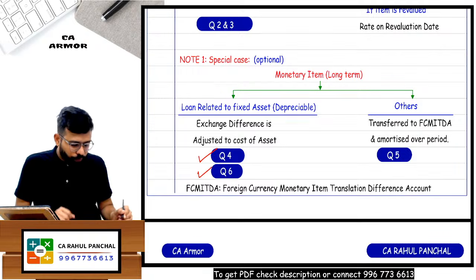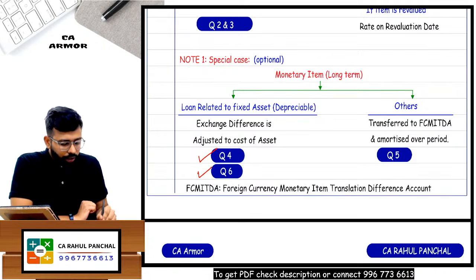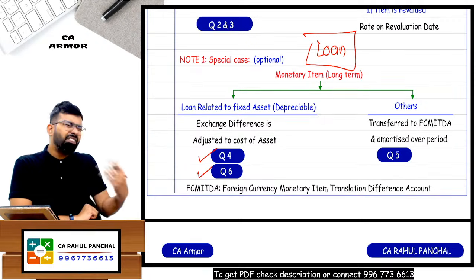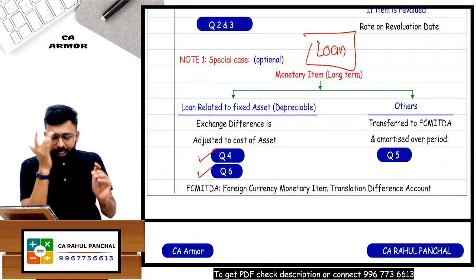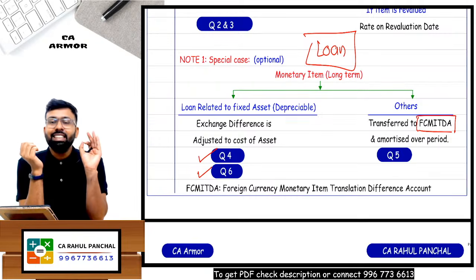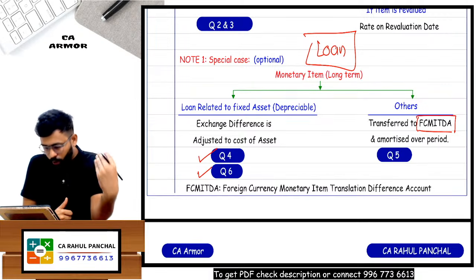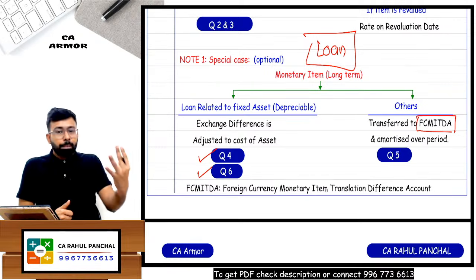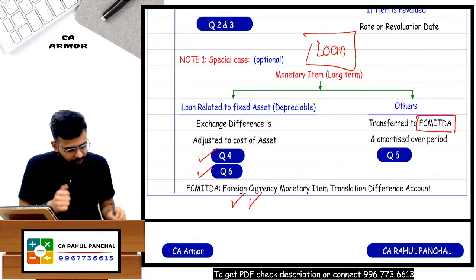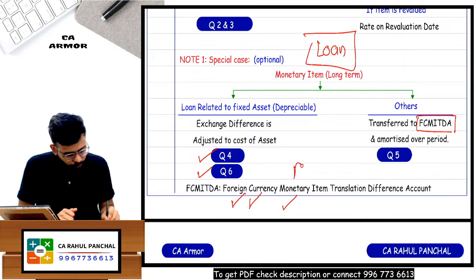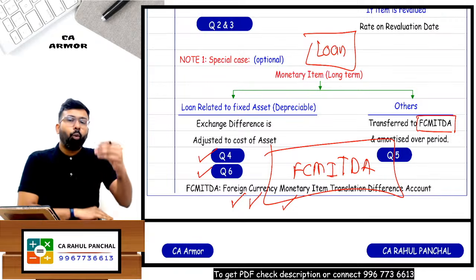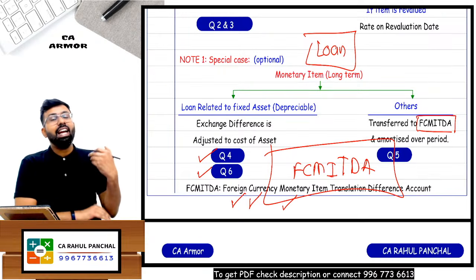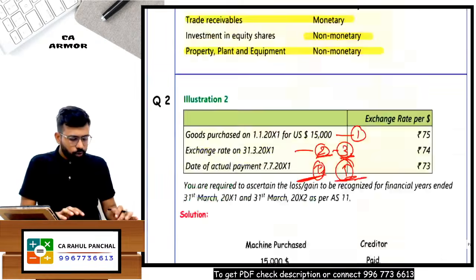There are questions number 4 and 6 here. Achha sir, a long-term loan is there, but it is not for a specific asset. I will take the loan, then I will use it as and when I want, but it is a long-term loan. Then in that case, one more account will be prepared, which is the FCMITDA account. Let us solve the question, you will understand. Sir, what is the full form of the FCMITDA account? Foreign currency monetary item translation difference account. Let me explain that with the help of questions. If I do questions 4, 5, 6, you will get more clarity. Let us do this, you will understand.